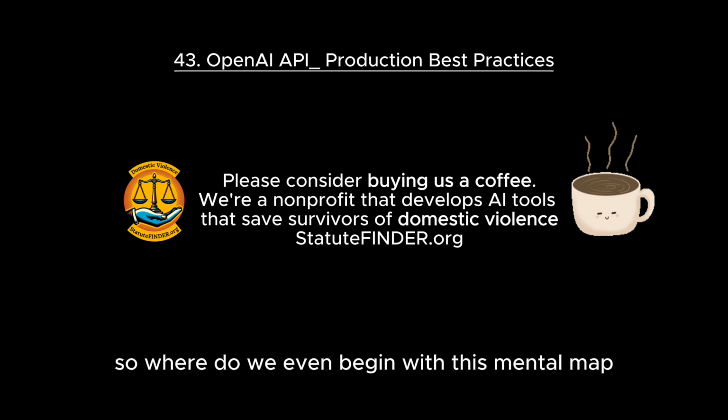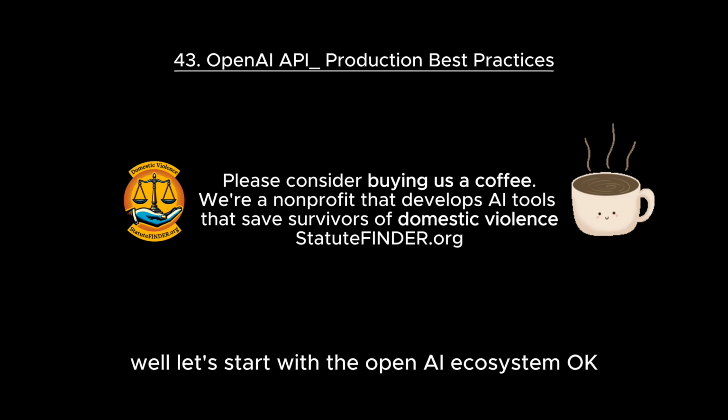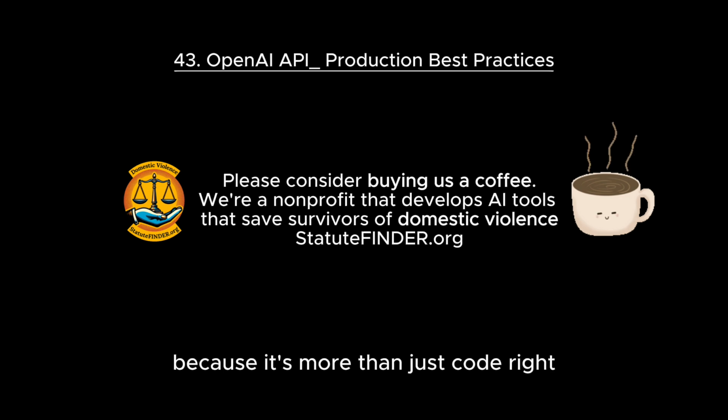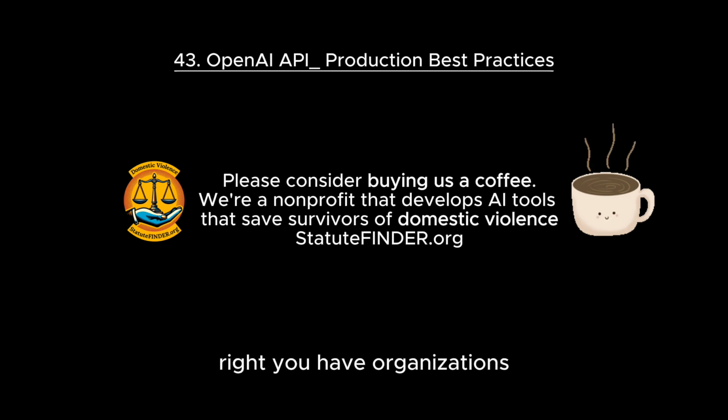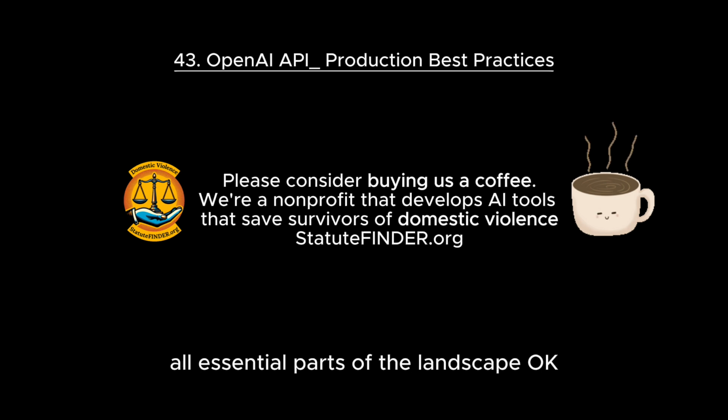That makes sense. Okay. So where do we even begin with this mental map? Well, let's start with the OpenAI ecosystem. Okay. Because it's more than just code, right? Right. You have organizations, billing, API keys, all essential parts of the landscape.